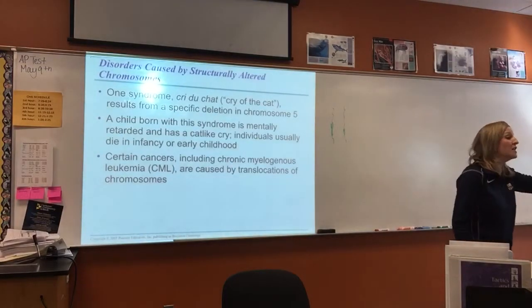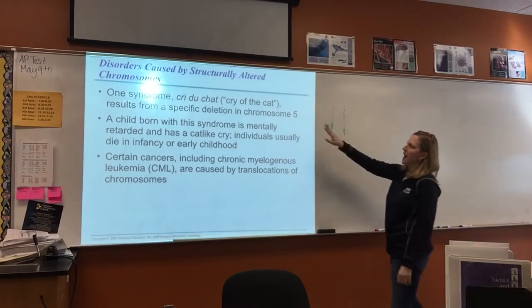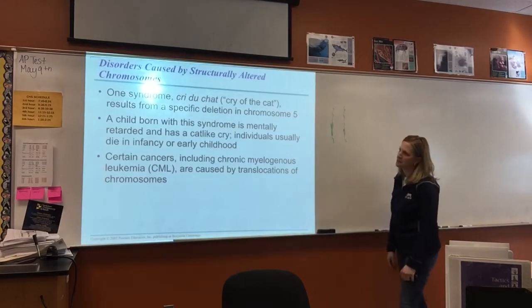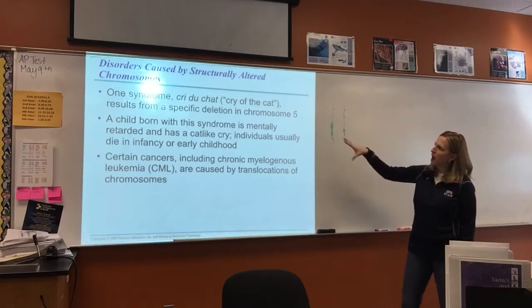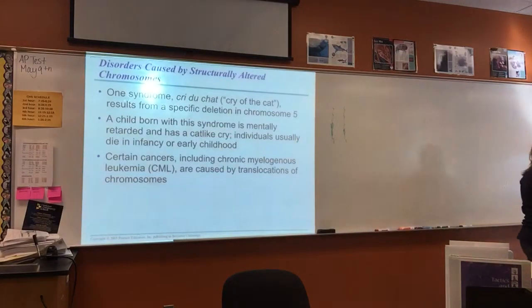Some examples of structural problems with the chromosome: the cri du chat, cry of the cat, results from a deletion on chromosome number 5 in humans. It's a horrible disorder because the baby usually dies in infancy or very early on in childhood. It affects the brain, the development of the brain and intelligence. It's called that because of the characteristic cry it has when the baby cries. It sounds like a cat cry, all right?